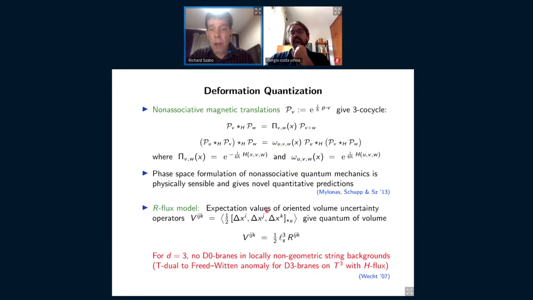Because now, in this theory, you can calculate the expectation values of a triple of uncertainties. So you define uncertainties in your coordinates in the usual way. You take their three-bracket using the formulas from deformation quantization up here, calculate the expectation value according to the usual prescription of phase space quantum mechanics, and you find that regardless of what state you're in, you always get a volume uncertainty. There's a quantum of volume in this background. So in string theory, this is one way of thinking about why these models are called non-geometric, because there's no localized notion of point inside these spaces.